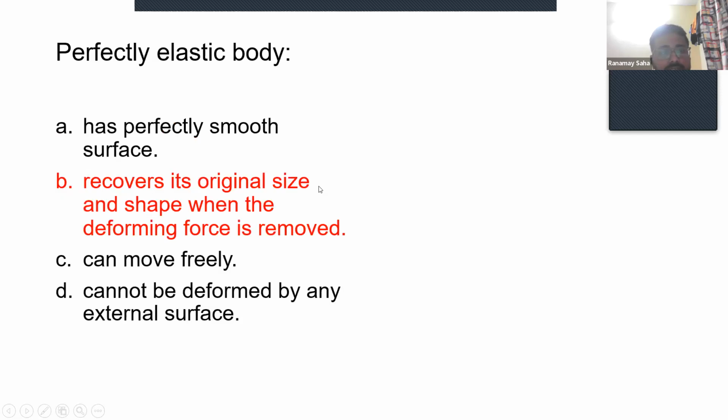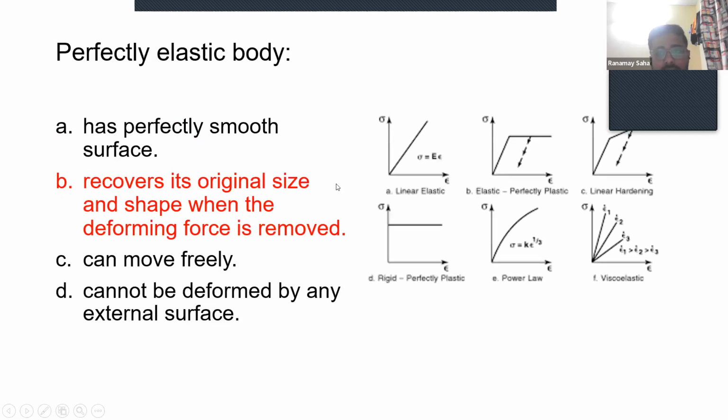The next question was about a perfectly elastic body. You can see these curves. We were discussing last time that for a perfectly elastic body, there is no plastic region, there is no plastic deformation. The first graph is for a linearly elastic body, and you can see that only the elastic proportionality limit is there for such a body. In that case, option B is the correct option because up to the proportionality limit, stress is directly proportional to strain. So after the removal of the load, the body comes back to its initial position.